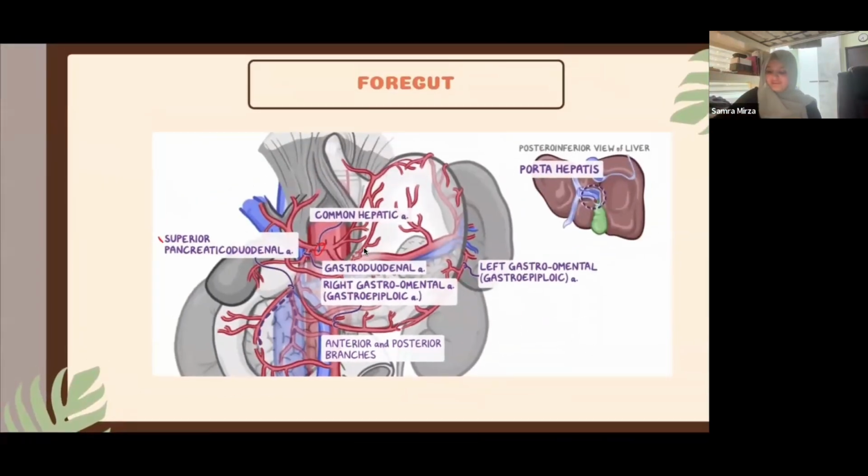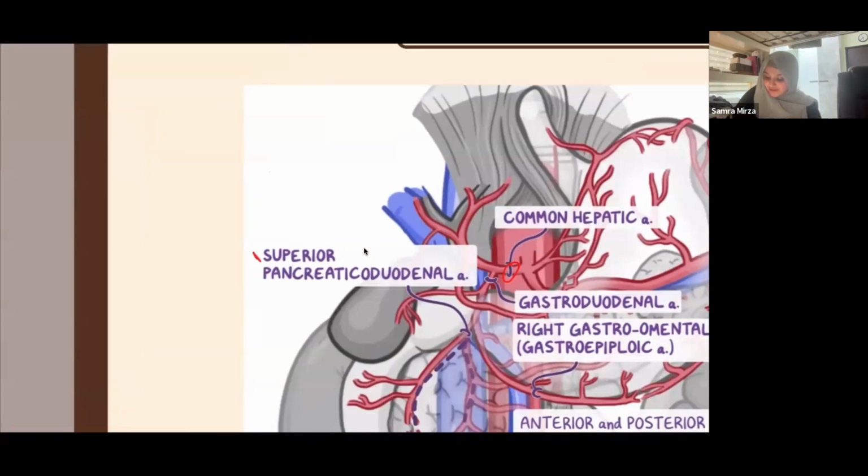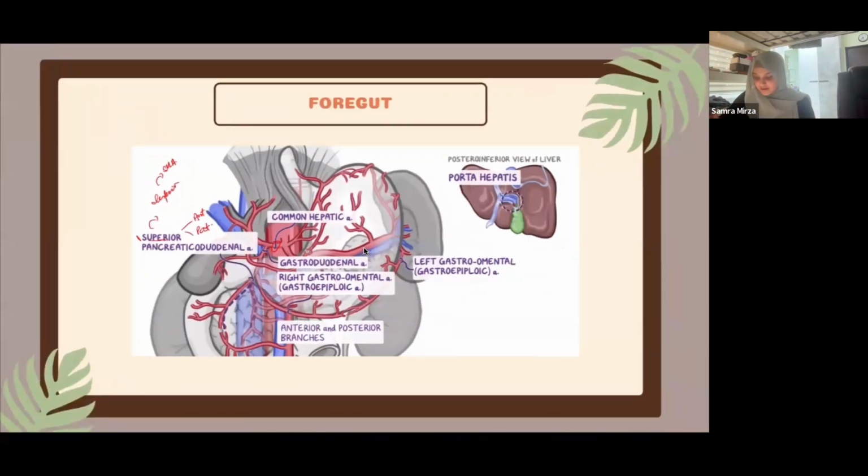I hope that was clear. One more time. Pancreaticoduodenal has the superior, and it also has an inferior, but this comes from the superior mesenteric artery. And then the superior has 2 main branches, which are anterior and also posterior. I hope that cleared it.